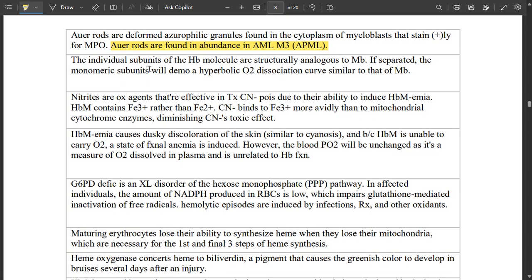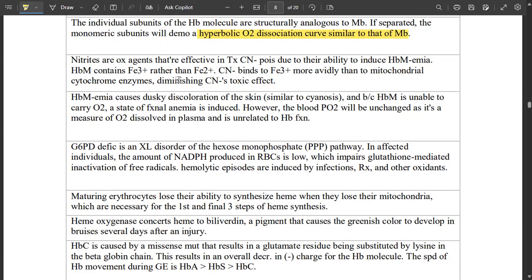The individual subunits of the hemoglobin molecule, alpha and beta, are structurally analogous to myoglobin. So if separated, they behave like myoglobin. The monomeric subunits will demonstrate a hyperbolic oxygen dissociation curve similar to that of the myoglobin molecule.